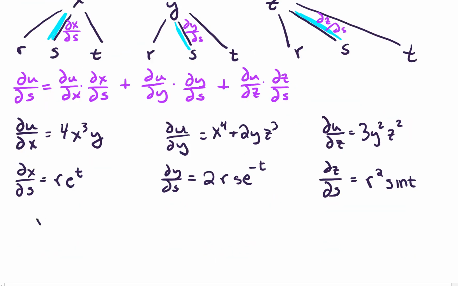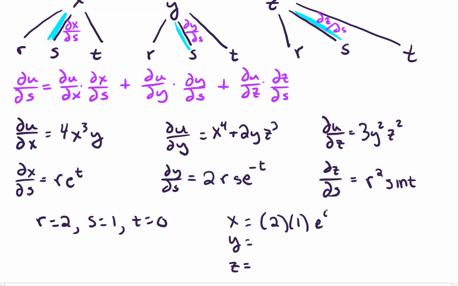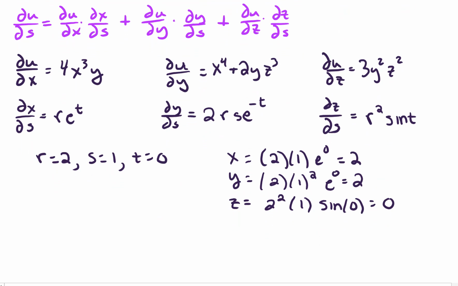The other piece that we need to figure out is that when r equals 2, s equals 1, and t equals 0, what does that tell us about x, y, and z? Because we'll need to know what all those numbers are in order to plug them into these partial derivatives. So x will be 2 times 1 times e to the 0, which is 2. y equals 2, and similarly z equals 0. So let's plug all of that information into our computation.